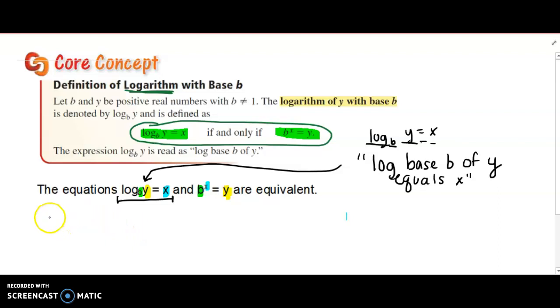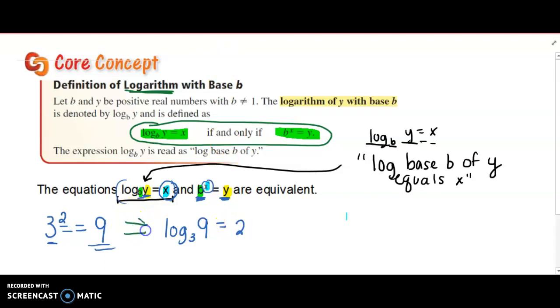Think, for example, 3 squared equals 9. If I wanted to write this as a log, my b goes here. So it'd be log, and my b is the 3, so my bases are the same. Next I have my y, which is what the exponential function is equal to, so that would be 9 equals, and my exponent is the x, so my exponent is 2. These two are equivalent, just written differently.